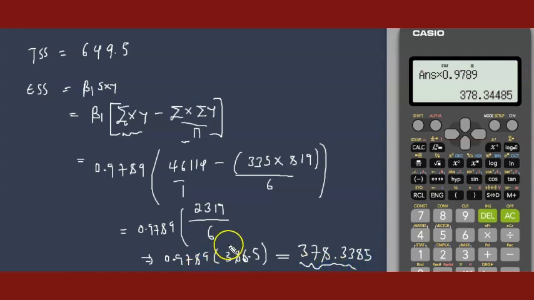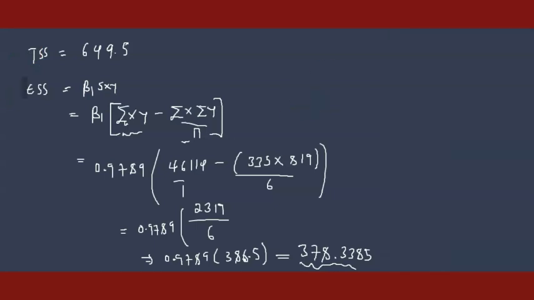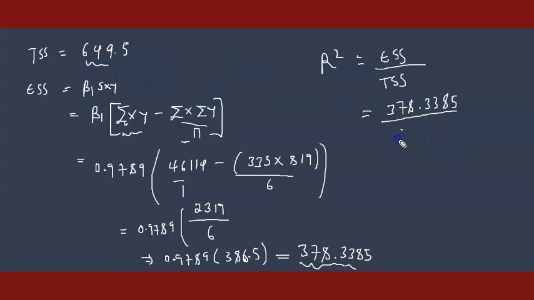So what we need to do from here is just now to find the R squared. Let me just close the calculator. So R squared now is given by ESS over GSS. So this is just 378.3385 divided by the GSS that we have there. So that point like that.